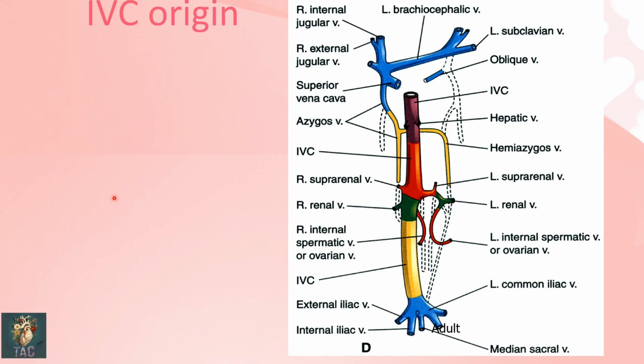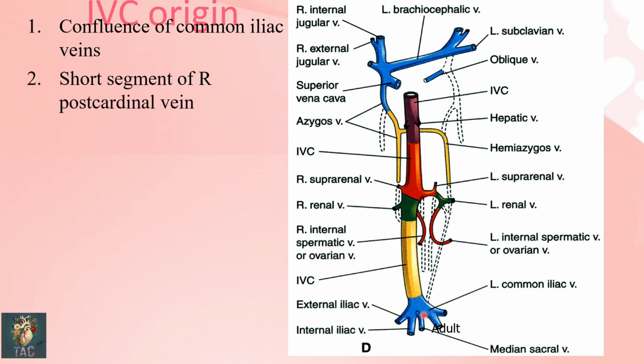The origin of the inferior vena cava according to Gray's anatomy has different parts which form the inferior vena cava. So first is the confluence of the common iliac veins. Here you can see the confluence of the common iliac veins. The next is the short segment of the right posterior cardinal vein, which is over here. This area is forming the second part of the inferior vena cava.